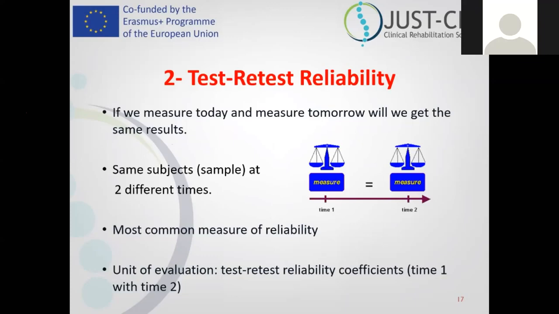The second major type of reliability is the test-retest reliability. The test-retest reliability relies mostly on time. So it's multiple evaluations done using the same measure but at different times. So we also have to make sure that the same subjects or same circumstances are used while performing test-retest reliability. Test-retest reliability is the most common type of reliability, and the unit of evaluation is the reliability coefficient between the different measurements which were conducted at different times.